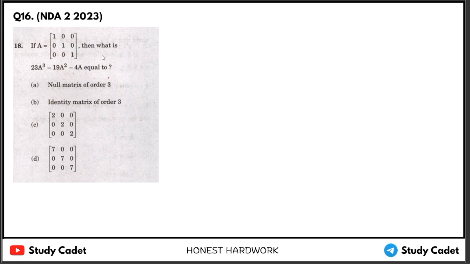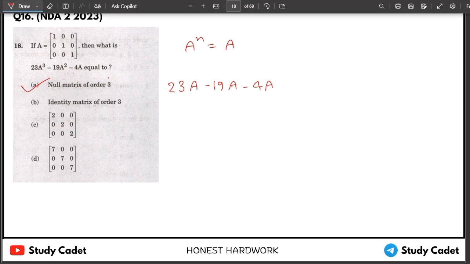If A equals this, then what is equal to the order? Okay, we need to find this. This is an identity matrix, and any power of an identity matrix will always be an identity matrix, right? So that's why it will be 23A minus 19A minus 4A. So it will simply be a null matrix.